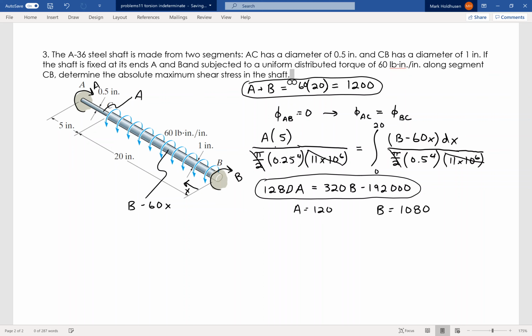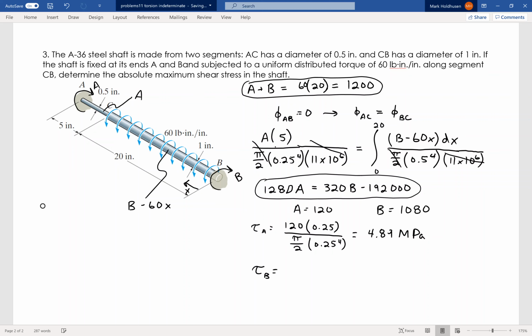Now I need to find the stress in each segment, because what I'm looking for is the maximum shear stress. I'm going to find it in each segment, and whichever one's bigger is the one I'm going to use. So start with tau A. Shear stress in A is going to be TC over J, where T is 120, C is 0.25, that's the radius, and J is pi over 2 times 0.25 to the fourth. From that, I get 4.89 megapascals.